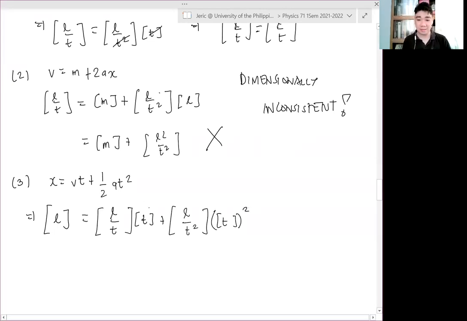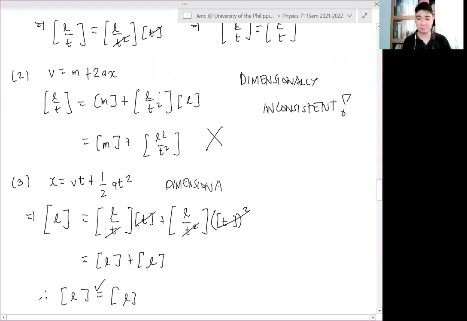Okay, so in that case, you can again use your ordinary rules in algebra. T will cancel here, and then L over t squared will cancel with this one, and therefore we have L plus again L, and we can add these two units. Therefore, units of length equals units of length, and therefore the third equation is dimensionally consistent.